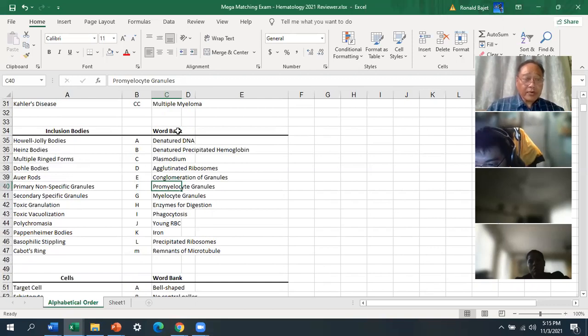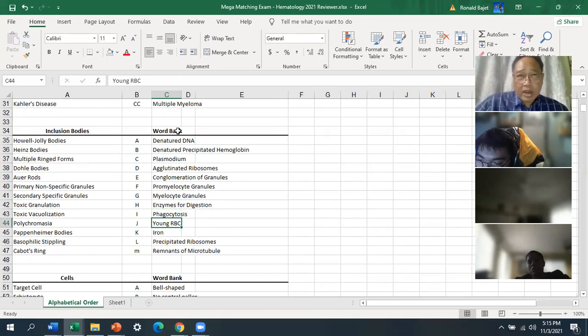Primary non-specific granules are found in the promyelocyte. It's the first granules to show up. And then secondary specific granules are in the myelocyte and on, so myelocytic granules are the secondary specific granules. Toxic granulation are enzymes that are used for digestion. Toxic vacuolation is evidence of phagocytosis.